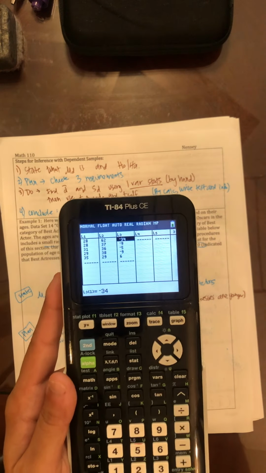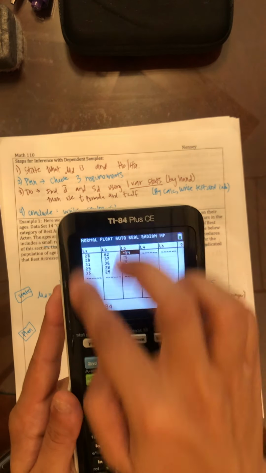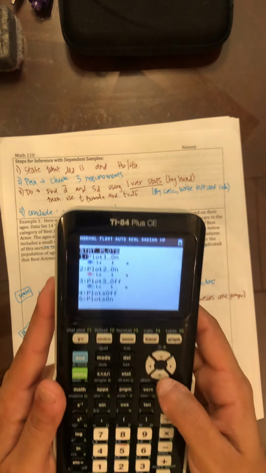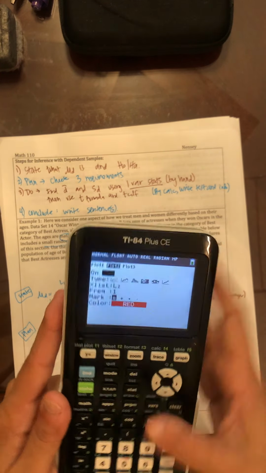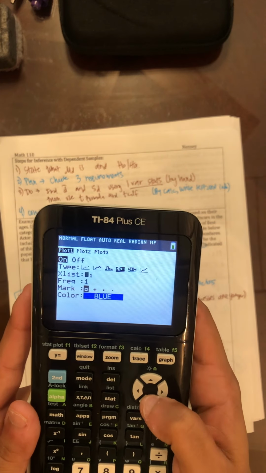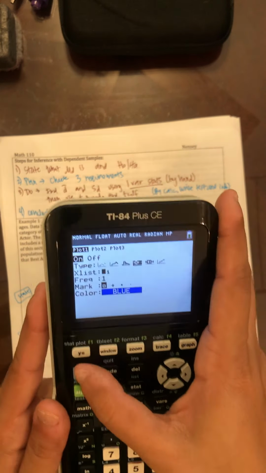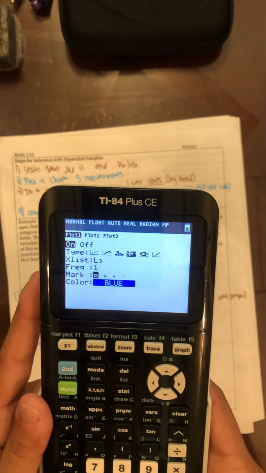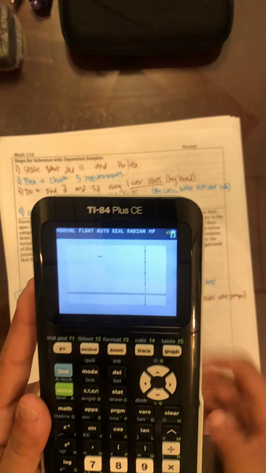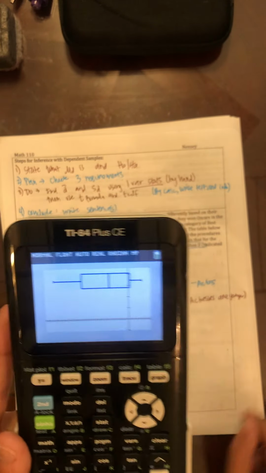So what we want to graph is the third line. We don't want to graph the first two because that's actors and actresses. So when we do our stat plot, I have to turn this one off, sorry. When we do our stat plot, we're going to do a box plot, but we're not going to do L1. We want L3. So I'm going to hit second 3 and make it L3, and I'm going to go ahead and hit zoom 9. And I'm going to graph it.